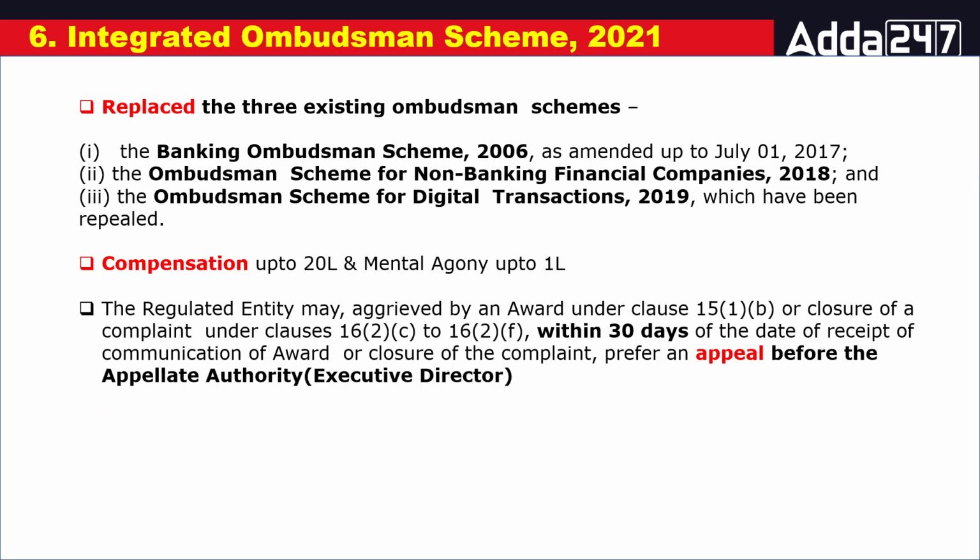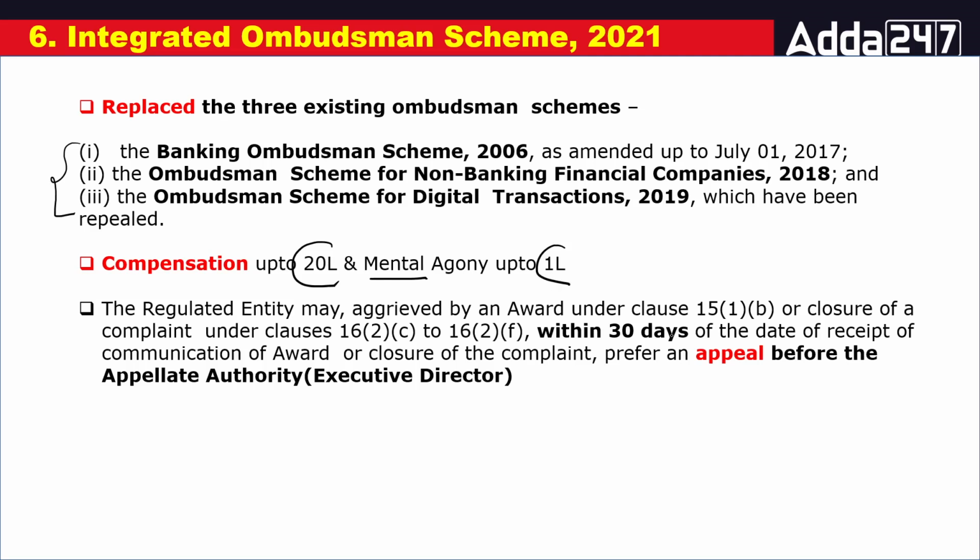Integrated Ombudsman Scheme 2021. These three schemes have been removed and now one single scheme is made: the Banking Ombudsman Scheme 2006, the Ombudsman Scheme for NBFC, and the Ombudsman Scheme for Digital Transactions. That is important. Compensation is up to 20 lakh, and for mental agony, compensation is 1 lakh rupees.